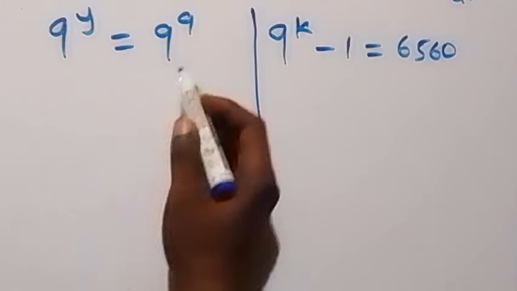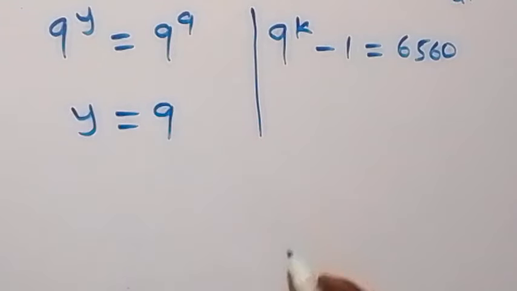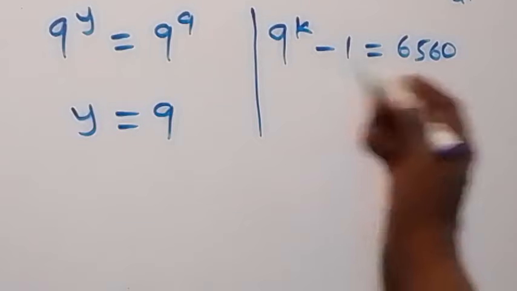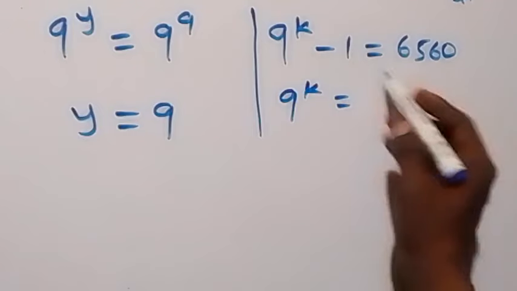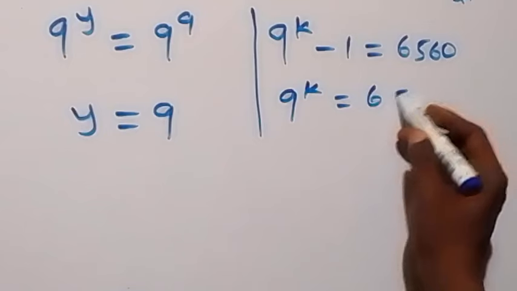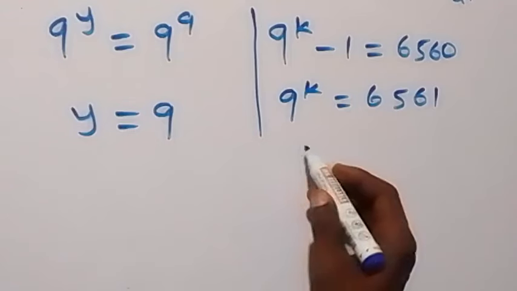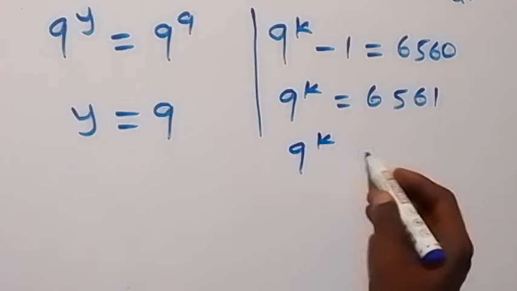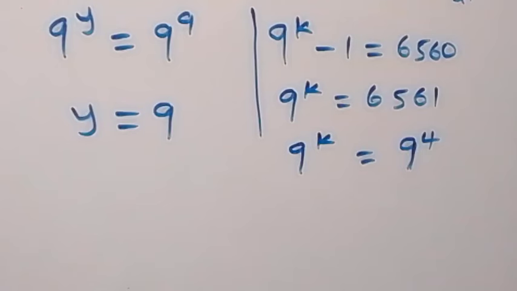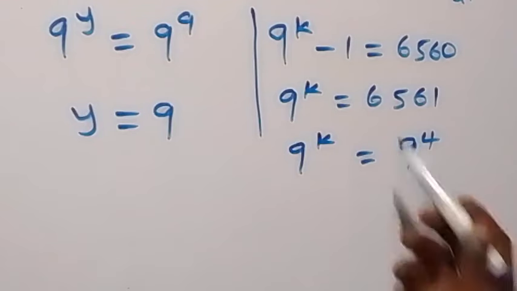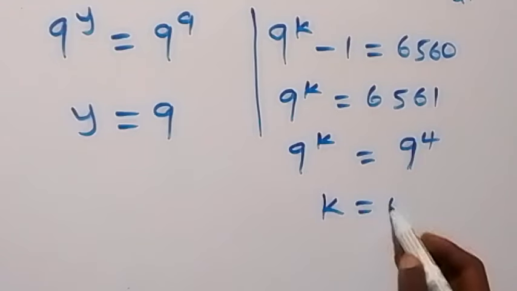Then here we have the same base, and we can equate the power and y equals 9 from here. Then on this side, we can take minus 1 here, and we have 9 raised to power k now equals 6560 plus 1, which becomes 6561. And also we can express this in base 9, that is 9 raised to the power k now equals 9 raised to the power 4, as 9 multiplied by itself 4 times will give us 6561. Then also the bases are equal here, and k here will be equal to 4.